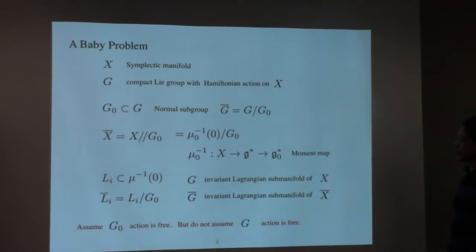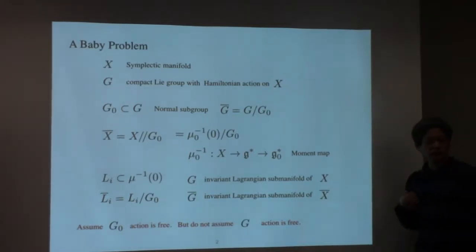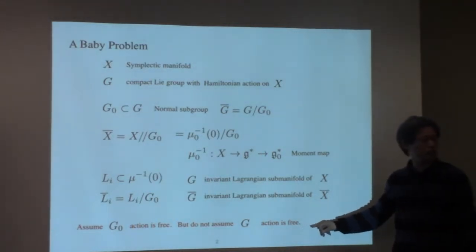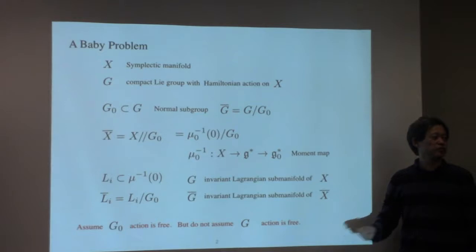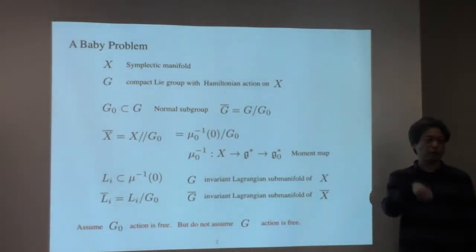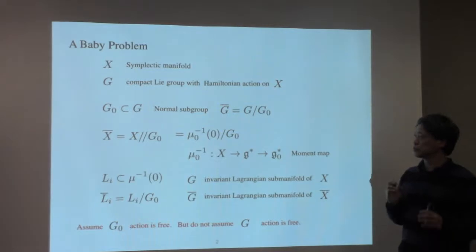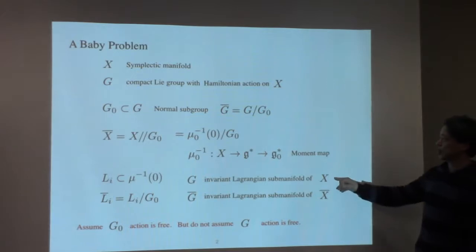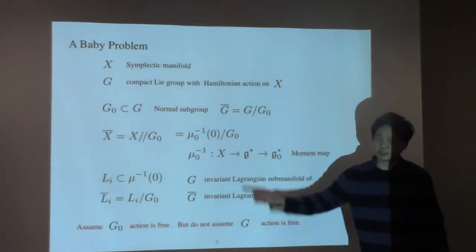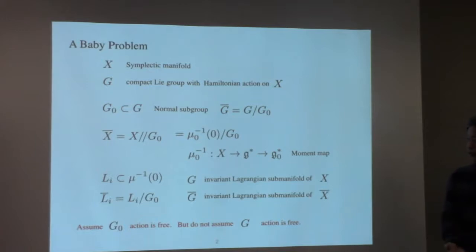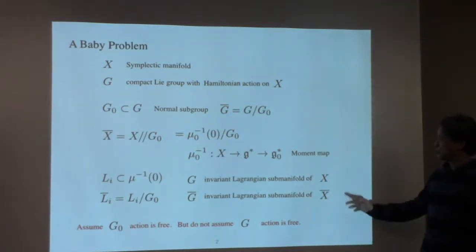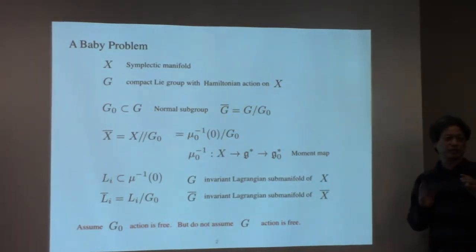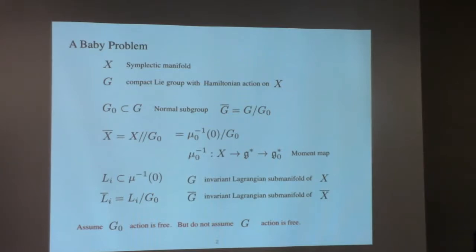And I assume that this X bar is smooth. So the action of G0 on this mu0 inverse 0 is smooth. But I do not assume the action of G is free. So you have a fixed point of G, but do not have a fixed point of G0. So X bar is a smooth symplectic manifold. And I consider two G-invariant Lagrangian submanifolds of X, which are contained in the zero set of the moment map. Then it induces Lagrangian submanifolds of X bar, which are G bar invariant. So that's the situation. So this is something like a relative version of a symplectic quotient problem.